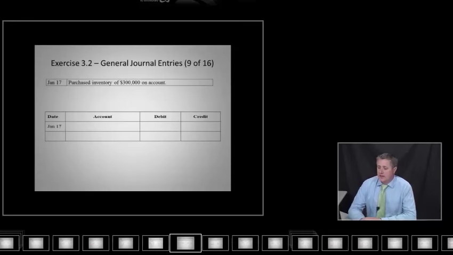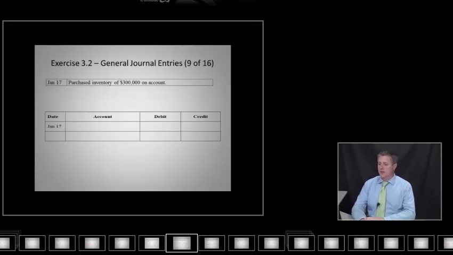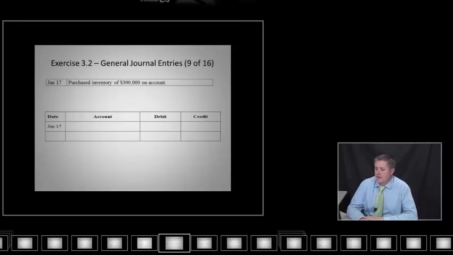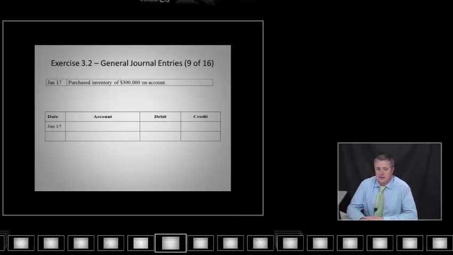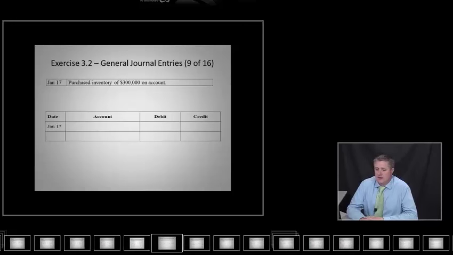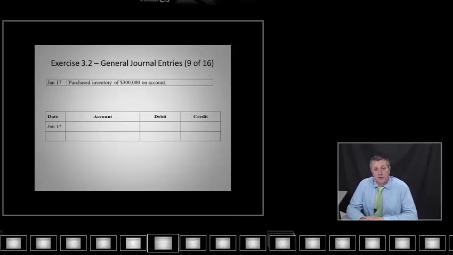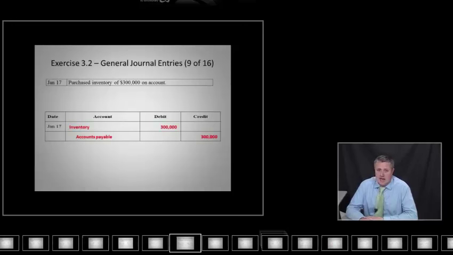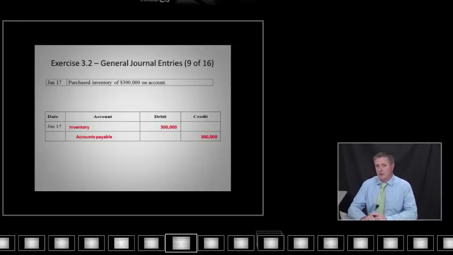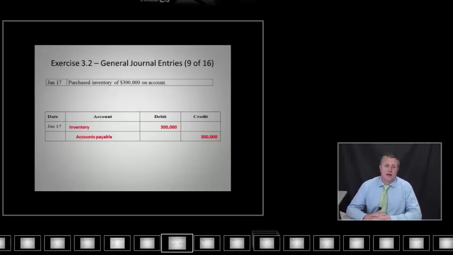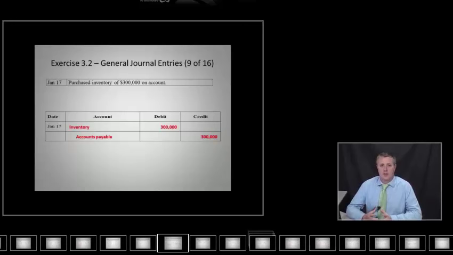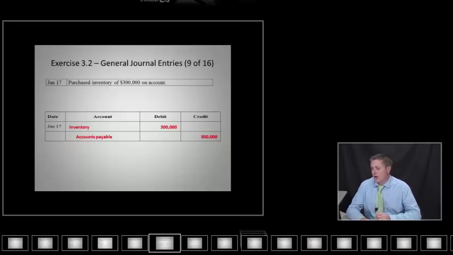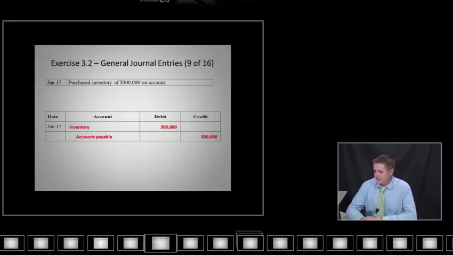Our next transaction on January 17th, we purchased inventory of $300,000 on account. So we would debit inventory for $300,000. But since we purchased these on account, the credit part of this entry would not be to cash, but instead to accounts payable. So here we're basically creating a liability and using that liability in order to purchase more inventory.